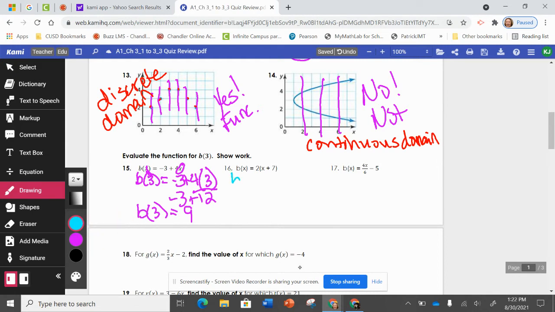For 16, still changing b to 3. So 2 times 3 plus 7. This x changed to 3, and so did this one. Do parentheses first. 3 plus 7 is 10. And then 2 times 10 is 20. So when I replaced x with 3, I got an answer of 20.